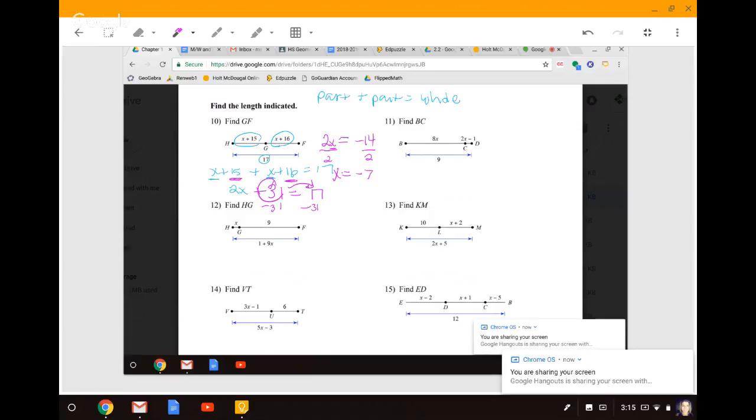Now that's not going to be your answer because it wants you to find this length, not just x, okay? So we'll take negative 7 and plug it back in to the equation part that gives you GF. So that would be negative 7 plus 16 equals GF. Okay? Okay. So your answer will be 9. So the length of GF is 9. Okay. Does that help? Yes.